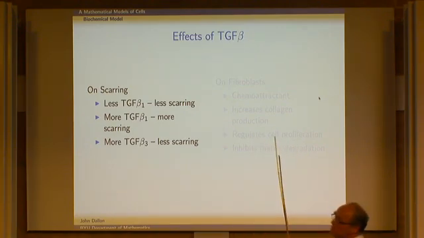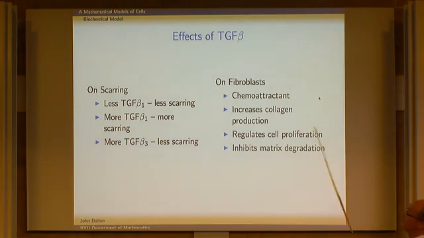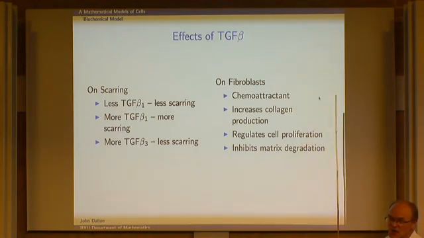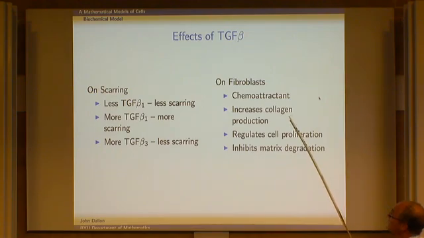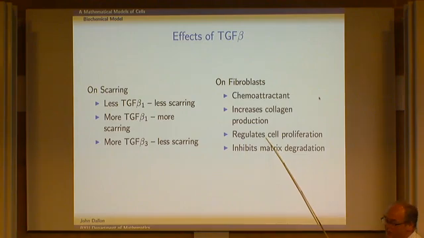And so the question is, what does TGF-beta do to the environment? Well, it does lots of things. So these are the effects on fibroblasts. It's a chemoattractant, but it's biphasic again. So at low concentrations, it causes them to come towards it. At higher concentrations, it suppresses motion. It increases collagen production and decreases the degradation of collagen. It regulates cell proliferation, again in a biphasic manner. And it inhibits matrix degradation.